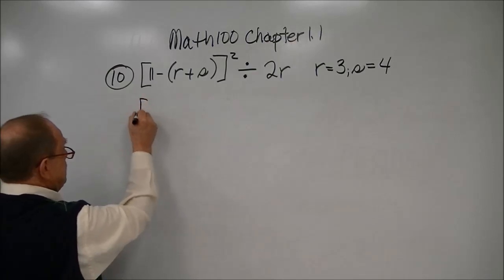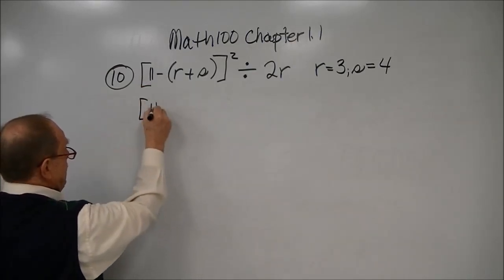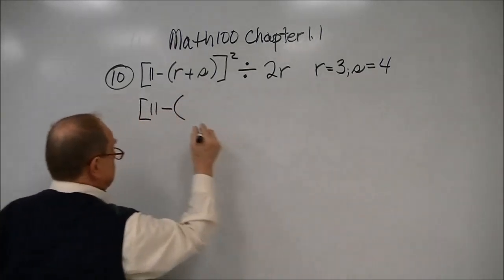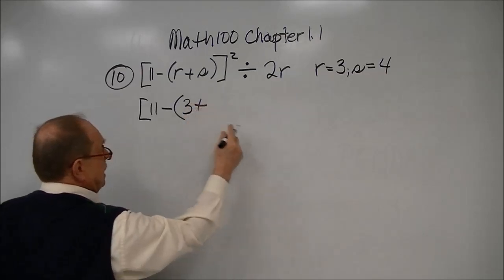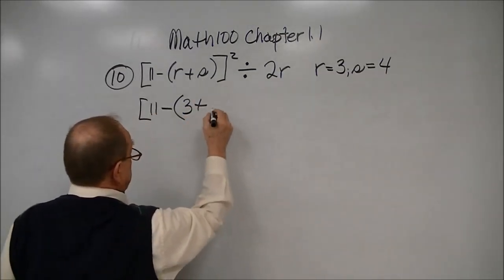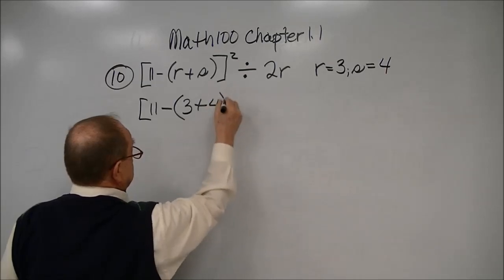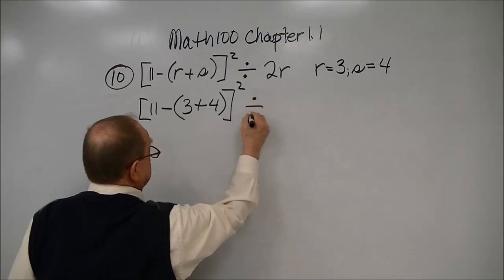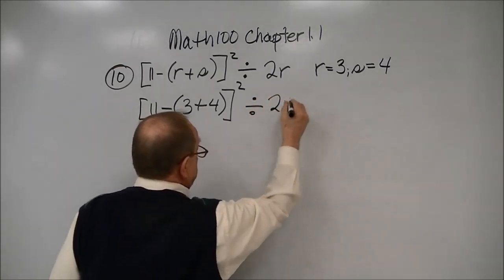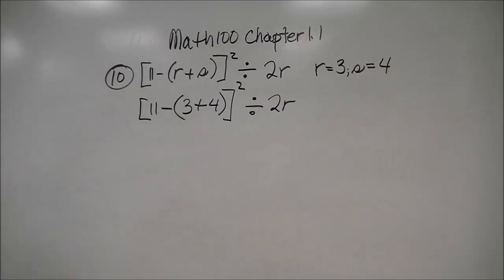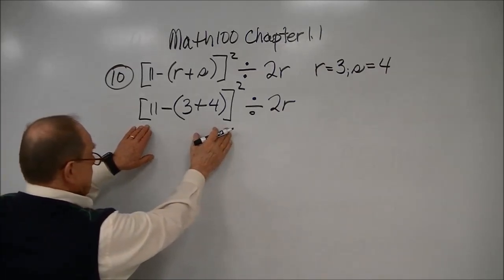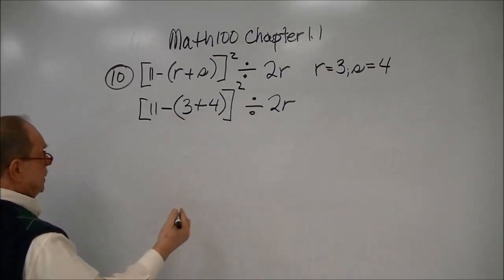So basically we want to get our 11, replace the R with the 3, the 4 for the S, and then divide this by 2R. And I believe this is the way it has to be done because of the parentheses. So let's work it through.